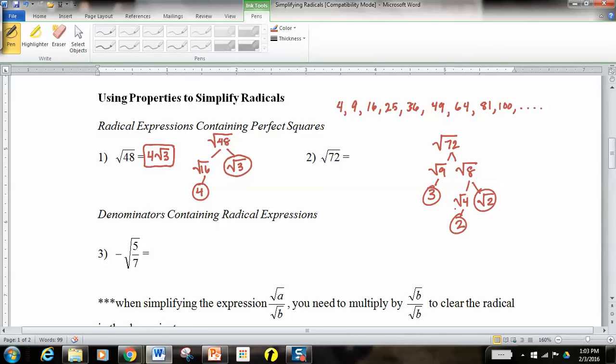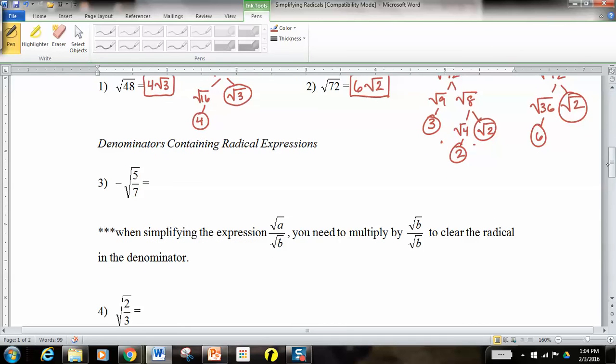So what do I do with all these numbers? Again, we're multiplying. So 3 times 2 times root 2 is 6 root 2, which, by the way, I would have gotten if I would have done root 36 times root 2, which is just 6 root 2. So this is quicker. So you always want to see what the biggest perfect square is that's a factor of your number under the radical.